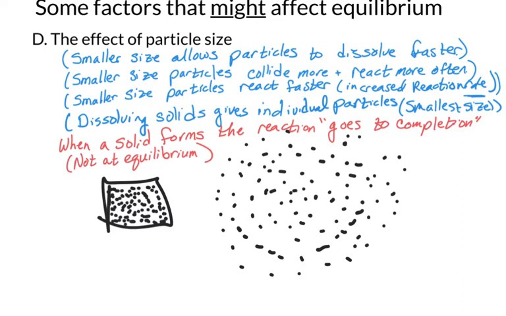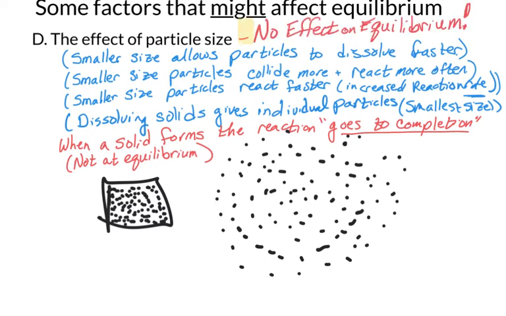If we form a solid, that reaction goes in one direction because it has a hard time going in the reverse reaction because of the particle size. Again, I won't be asking you this specifically on tests, other than to say that equilibrium is not affected by particle size.